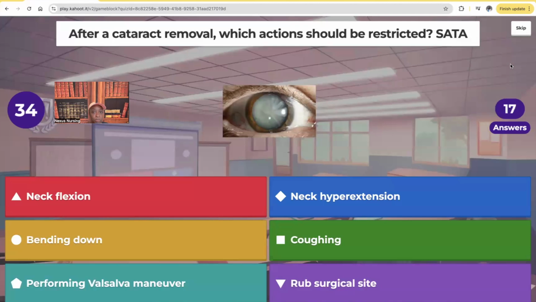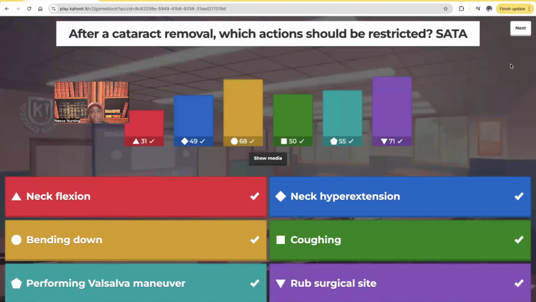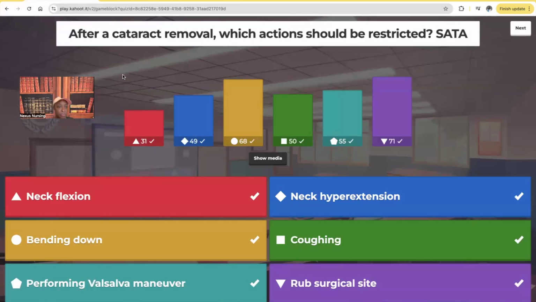After cataract removal, look at that cataract. Look at that opacity of the lens, right? After removal of that cataract, what should be restricted? Neck flexion, neck hyperextension, bending down, coughing, performing the Valsalva maneuver, rubbing the surgical site. All of them. All of them increase ocular pressure.